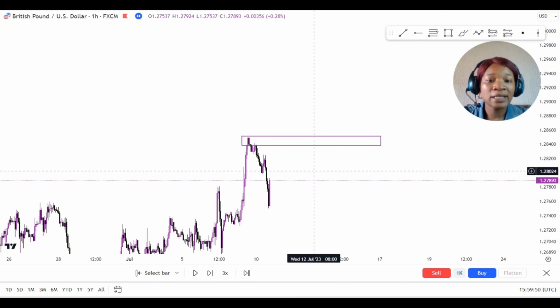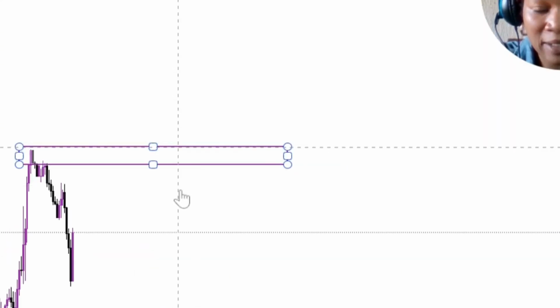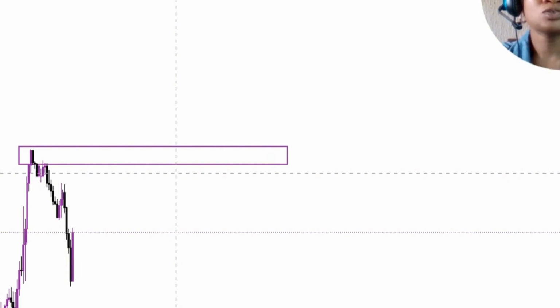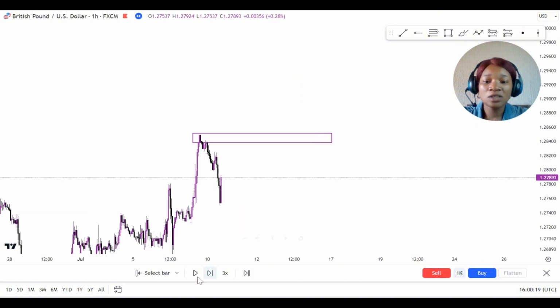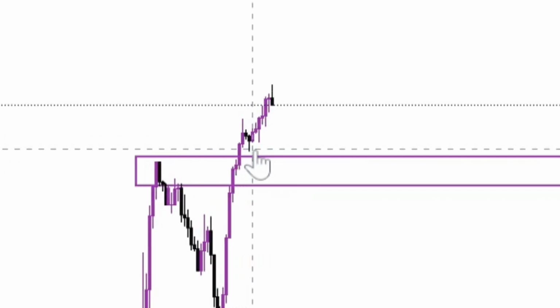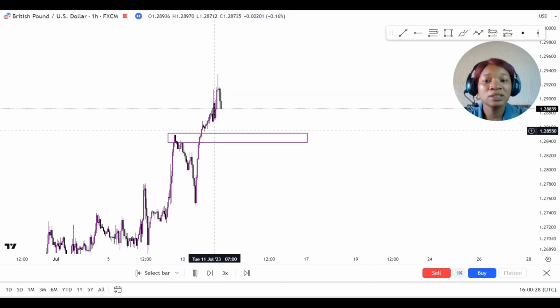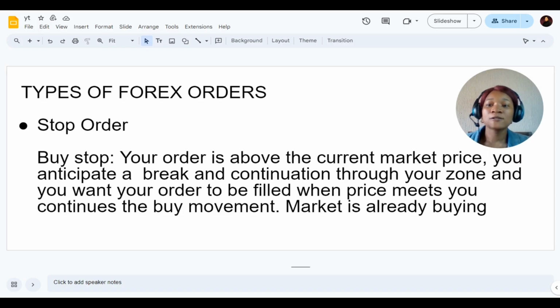In that case, this is where my entry would be, somewhere here. My stop loss would be somewhere beneath this zone to signify that I want to be taken out if it reverses. Shortly we are going to talk about take profit and stop loss. So let's see what happens then. Until it breaks out, this is where my broker takes me into this trade, and the buy movement continues. That's how buy stop orders work.